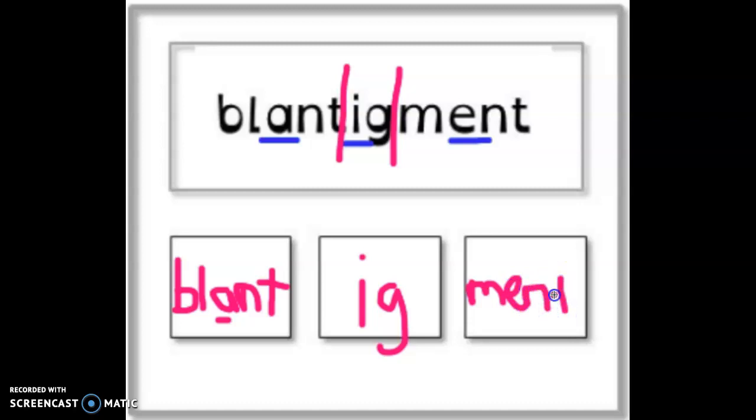M-E-N-T. Once again, we have a vowel letter followed by one or more consonant letters. So that's a closed syllable. The sound will be eh, and the syllable ment. So we have blant, ig, ment. Blantigment.